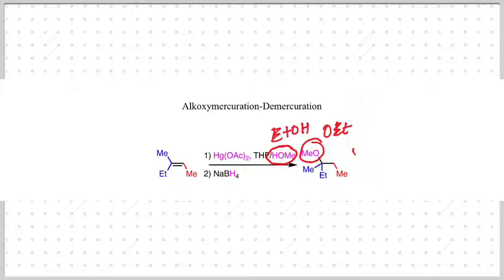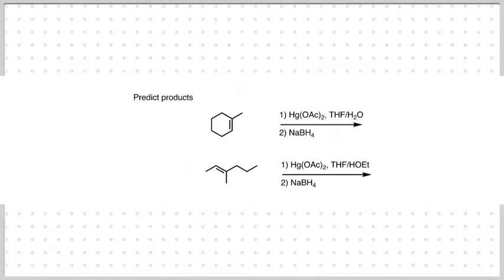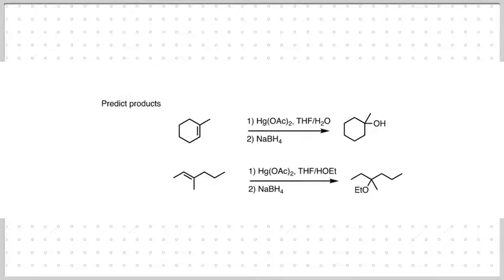This reaction also follows Markovnikov's rule when we determine which side we should be adding the hydrogen atom and which side we should be adding the OEt or OMe. Now I want you to predict the product from these two reactions. So let's see how we can get this product from this starting material.